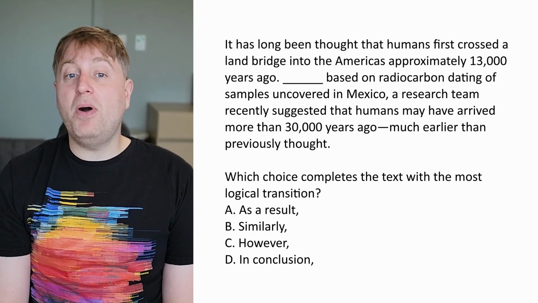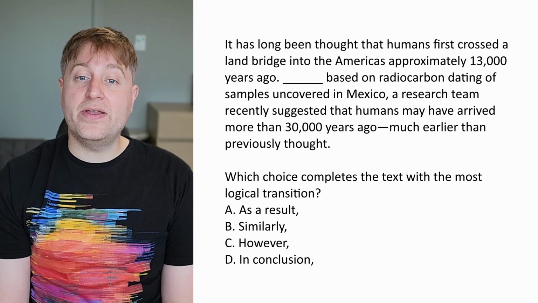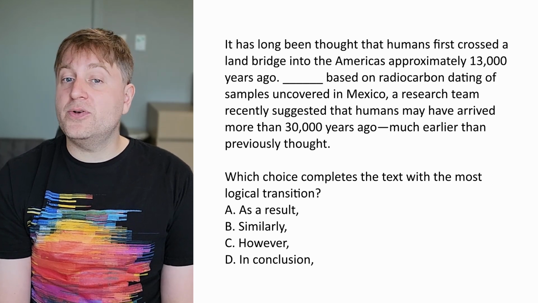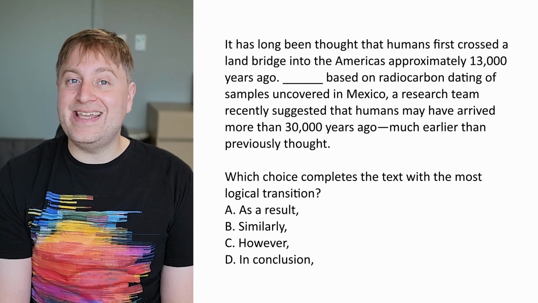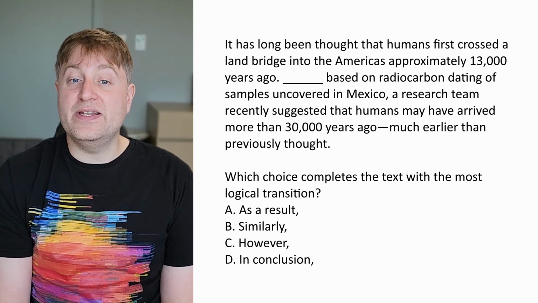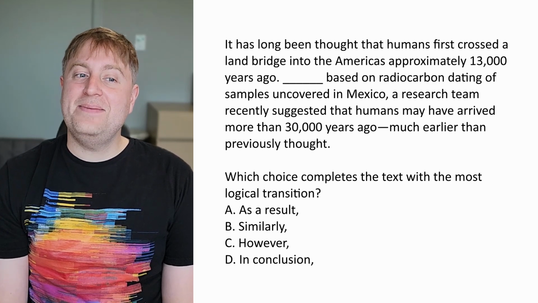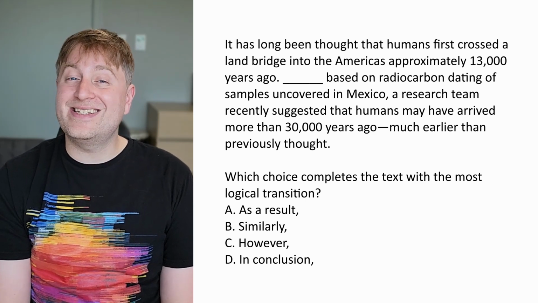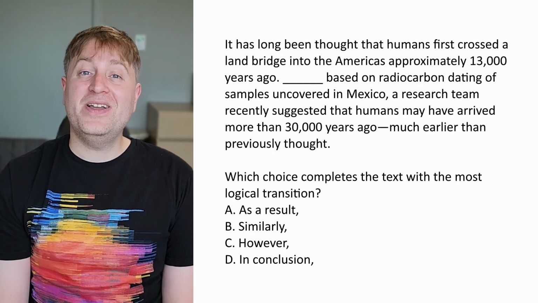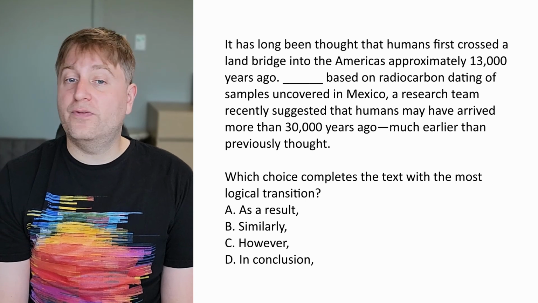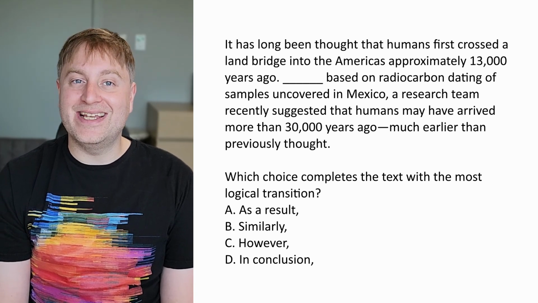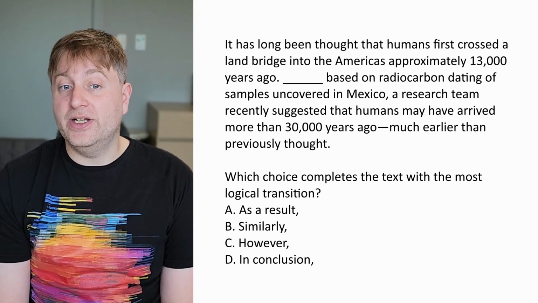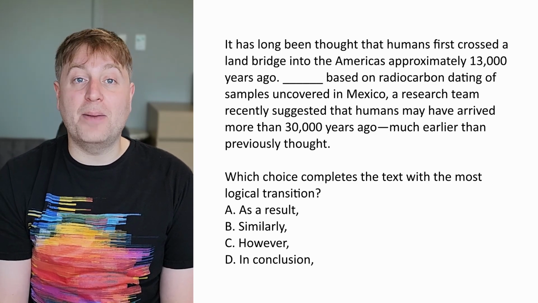In this case, the part before is presenting an old theory about when humans first reached the Americas, and the part after is presenting new evidence that goes against that theory, suggesting a very different date. Therefore, it seems like the relationship between the parts is contrast, which means we'll want a contrast transition. And moving on to step 4, I'm going to look for an answer choice that expresses that relationship. And answer C, however, is a contrast transition, which means it gives me exactly what I'm looking for.